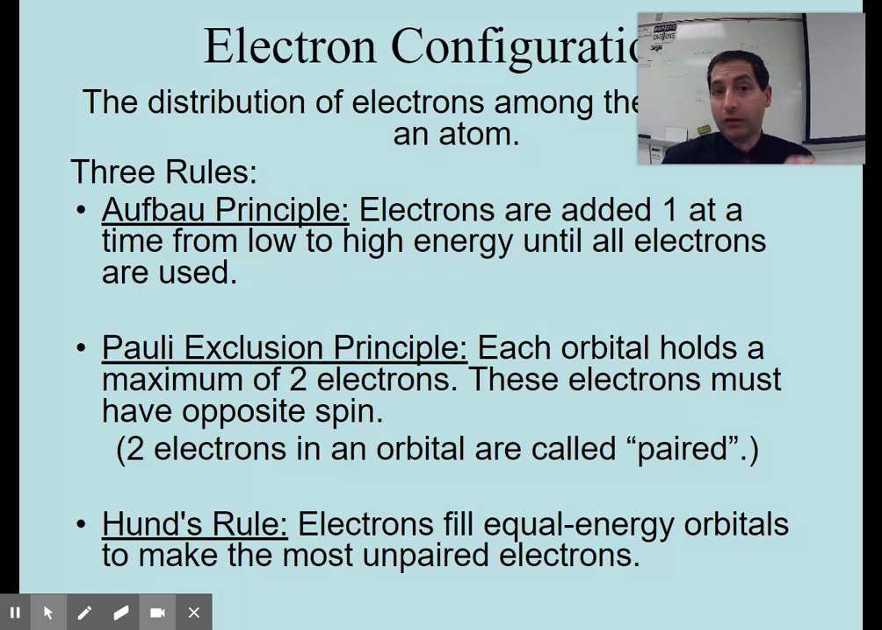This is what electrons do. They each take their own orbital, and then when everybody has their own and all of them are filled with 1 electron, then they start to pair up. So that's what Hund's rule is.